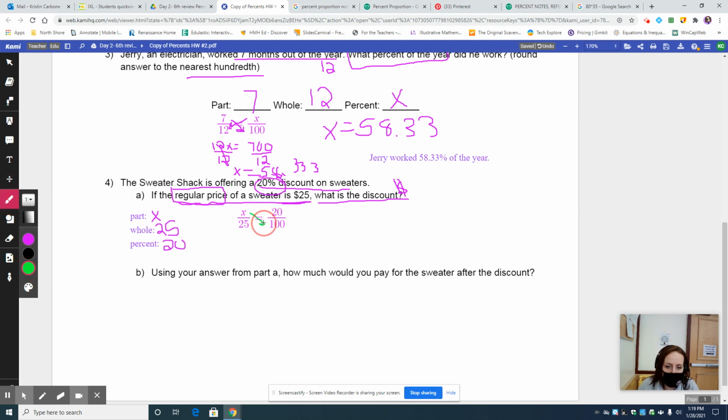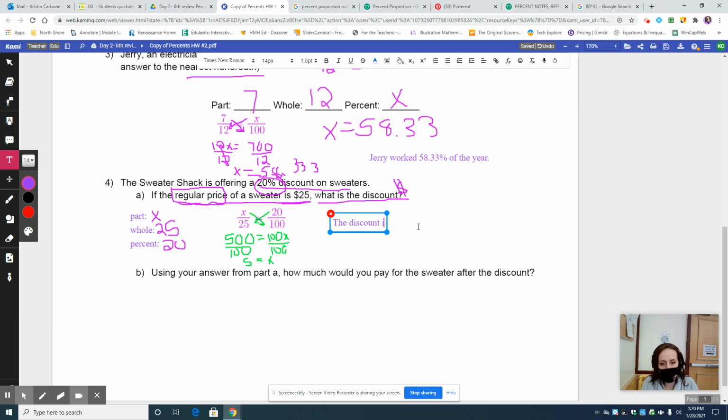So we have x times 100 is 100x. Bring down your equal sign. 20 times 25 gives you 500. And then divide both sides by 100. And you get x equals 5. So a target statement for this section would be the discount is 5 what? 5%? Nope, $5.